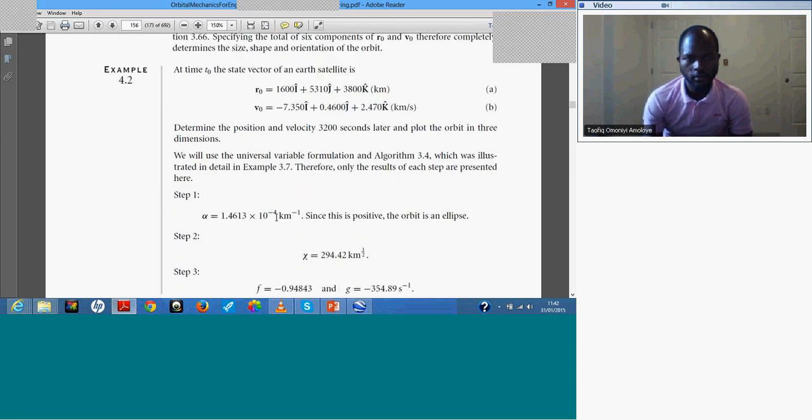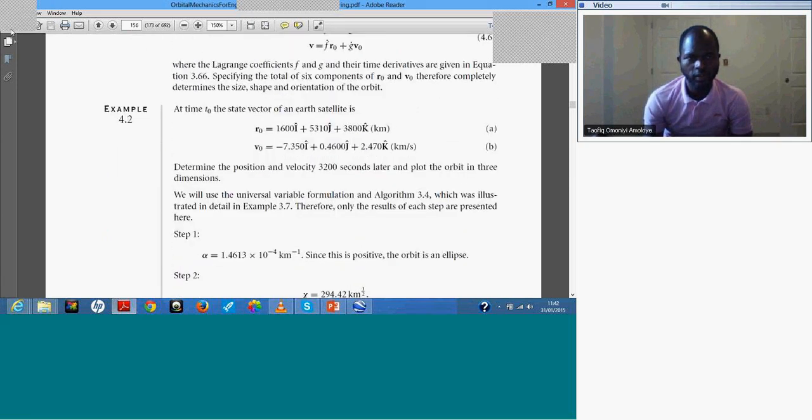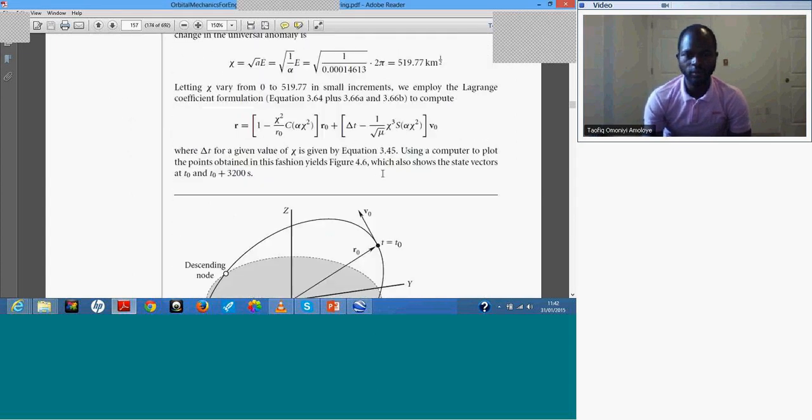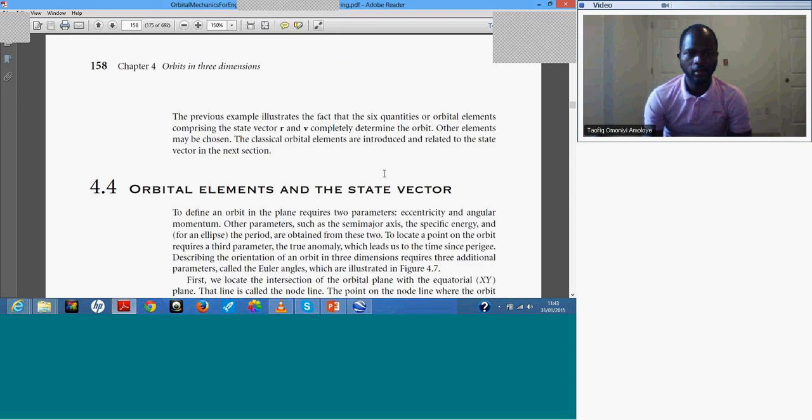You can do example 4.2 on your own, because I'd like to end the lecture now. It's almost 2 hours. Do the example on your own, it's simple, and then just read this concluding paragraph of the section we just treated, so that it will set the stage for orbital elements and the state vector, which will be in the next video lecture.